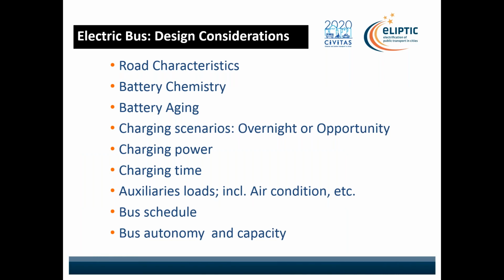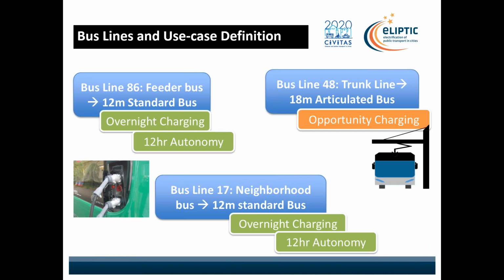In order to define the use cases, we need to focus on design consideration. First, we need to know the road characteristics, so we need to see the altitude of the road, and we define the road that will be electrified, the buses on it, and the battery chemistry that could be used, battery aging, charging scenario, overnight or opportunity charge, and so on, charging power and charging time, and the impact of the auxiliary loads, including the air conditioning and so on. Bus schedule: is there an impact, a delay or not? And then bus autonomy and capacity.